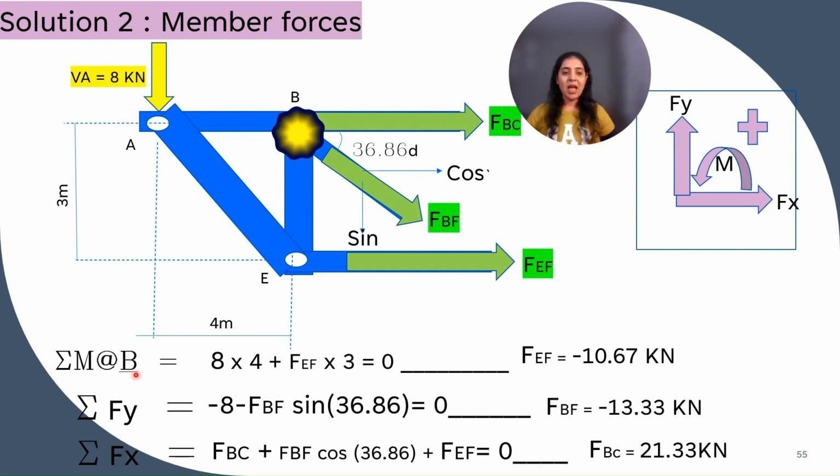So let's apply the equation of moment. Summation of M at B is equal to this 8 into lever arm 4 plus, why plus? Because this FEF is creating an anti-clockwise moment. So plus FEF into 3, lever arm 3, is equal to 0, which gives us FEF, that is the force in member EF, is equal to negative 10.67 kilonewton.